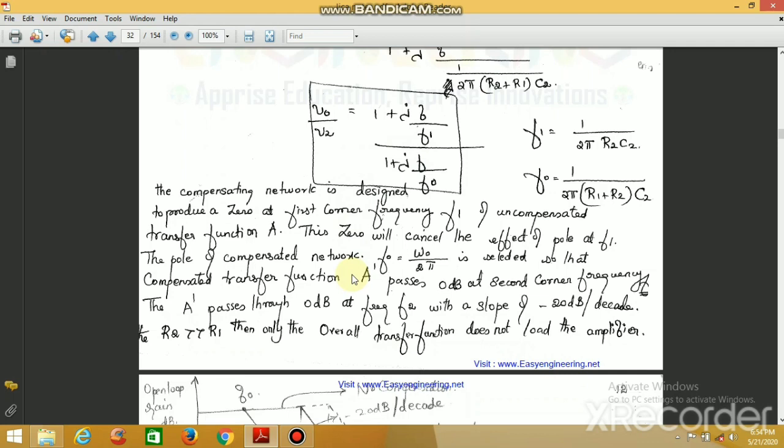So this zero will look after the lower frequency function and the pole will look after the higher frequency function. You can see here the zero will add the compensation at the first corner frequency F1 of the uncompensated transfer function. The zero will cancel the effect of the pole at F1. So the pole effect at F1 will be compensated or cancelled by the zero. The pole of the compensated network will be deleted at the lower frequency, and this particular pole will have a major part only at the higher frequencies.